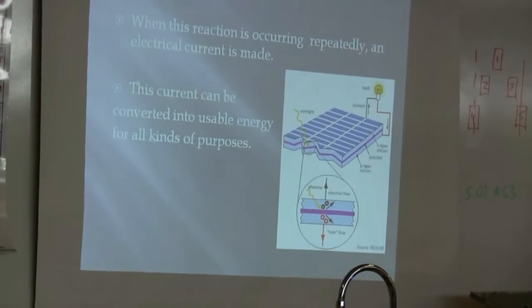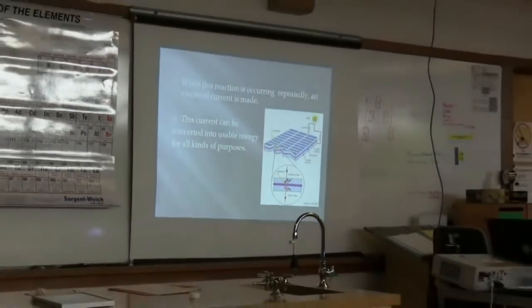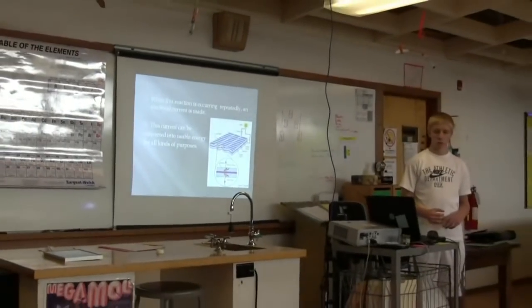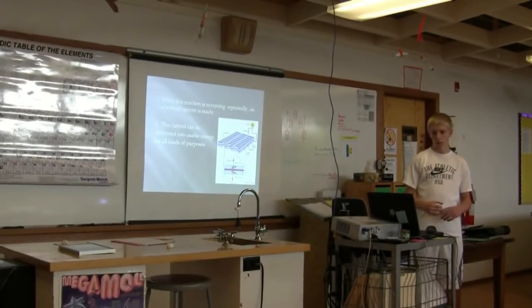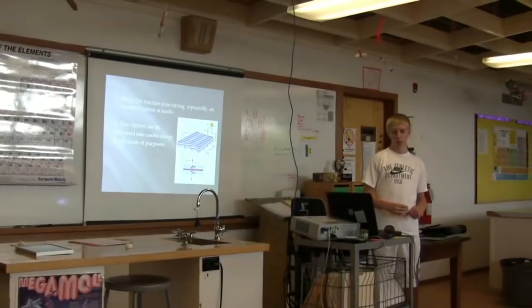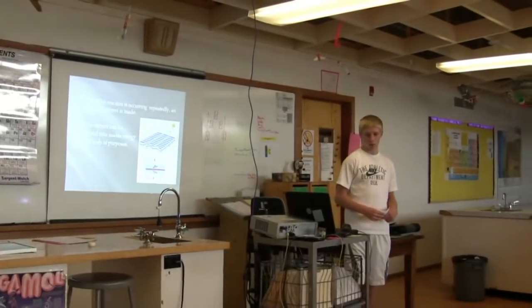When this reaction is occurring repeatedly, these electrons create an electrical current which can be used. This current is converted from direct current through an inversion box into alternating current.